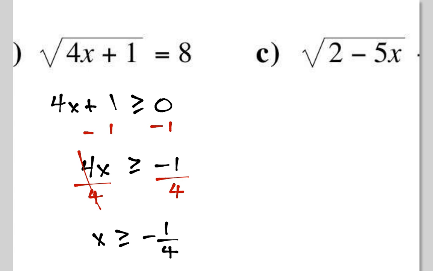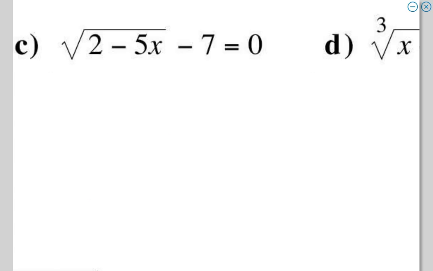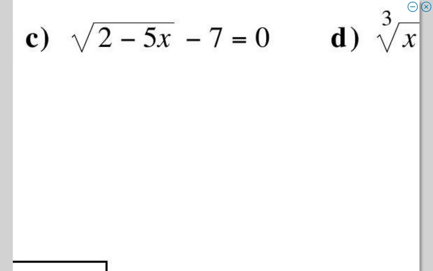Good. For the next one, this one looks a little bit different, but it's the same process. What's the radicand? The radicand only is 2 take away 5x. And what do you know about that radicand? It has to be what? Greater or equal to 0.